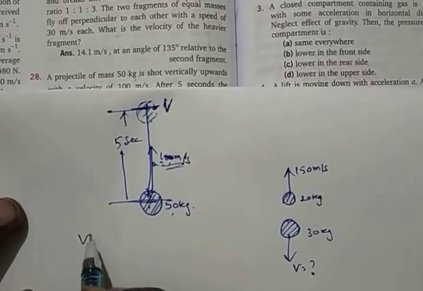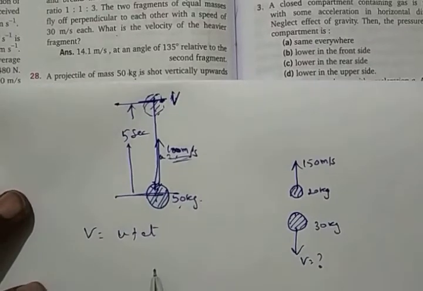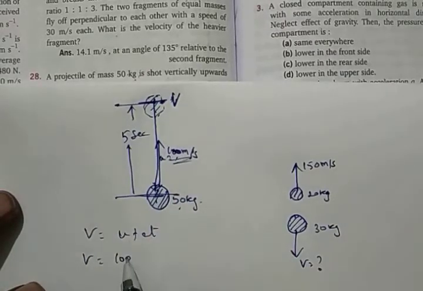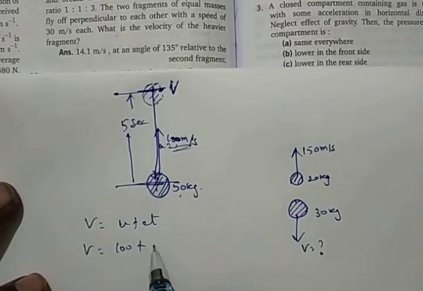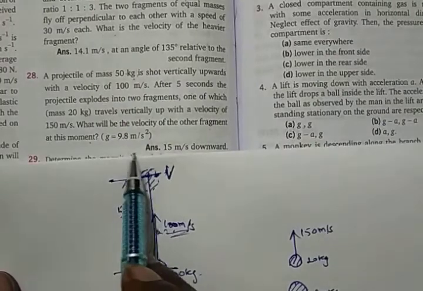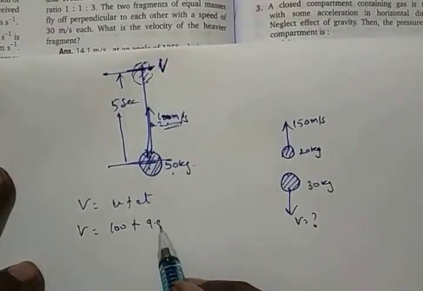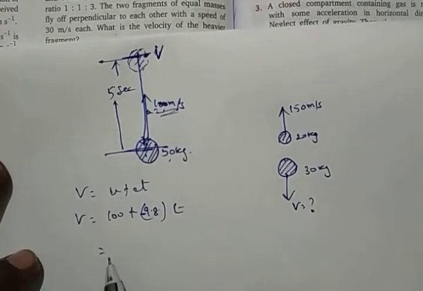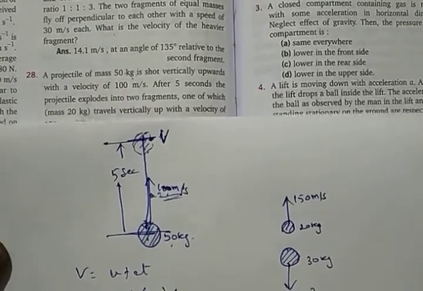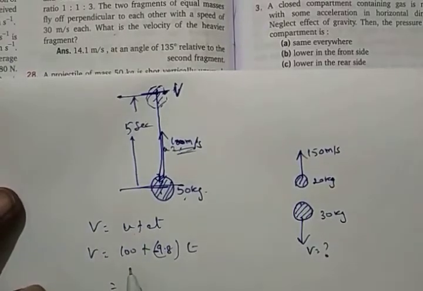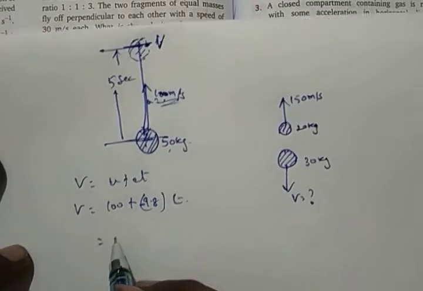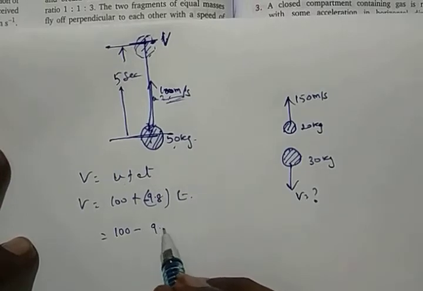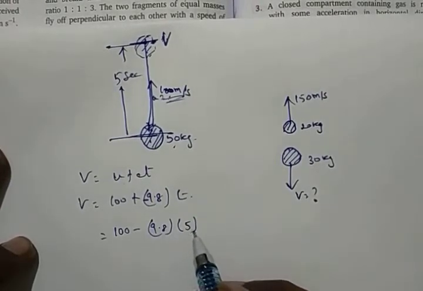So v is equal to u plus at. What is v? You need to find out. What is u? 100 meter per second, and plus g, already it is given here as 9.8. So take 9.8 into t. Here it is minus 9.8 because it is going up, right? So it is going to be equal to, what's the value? 5 seconds is given here. It is 100 minus 9.8 into 5.